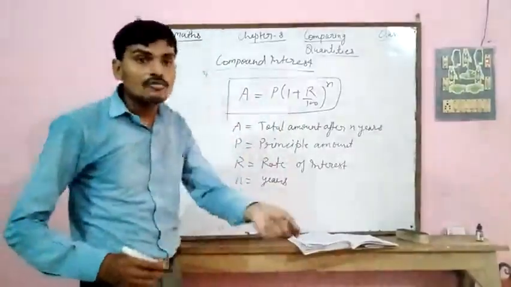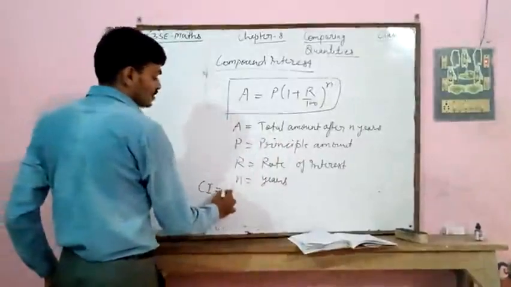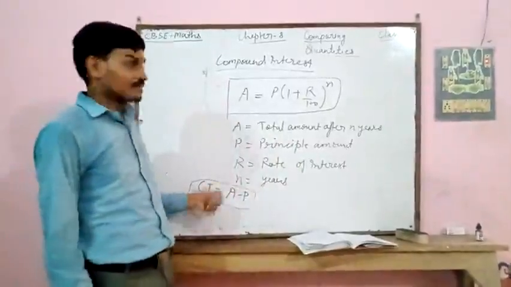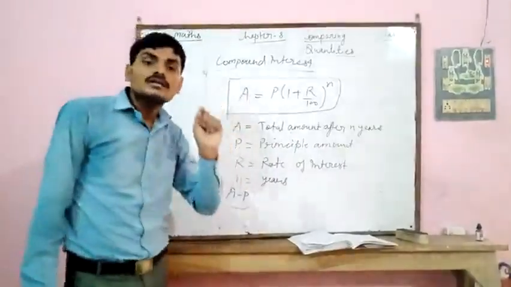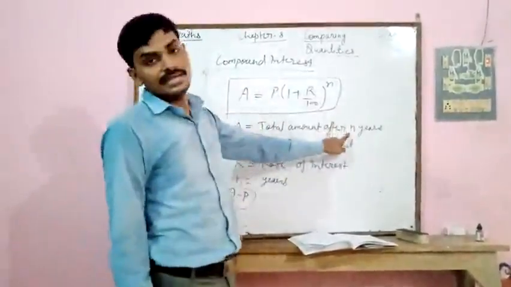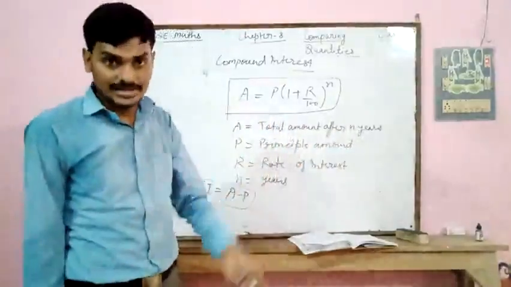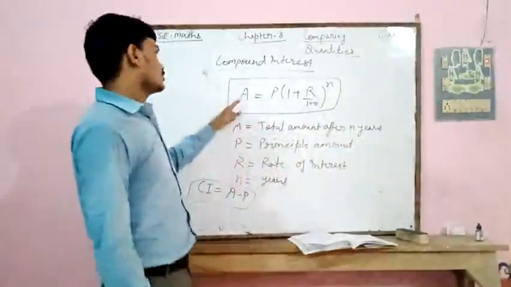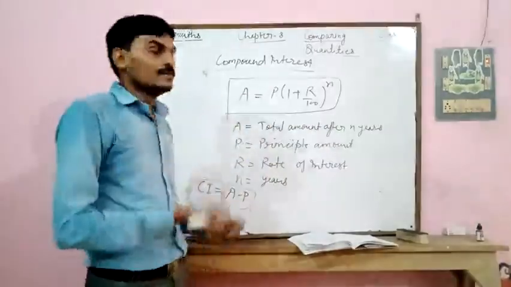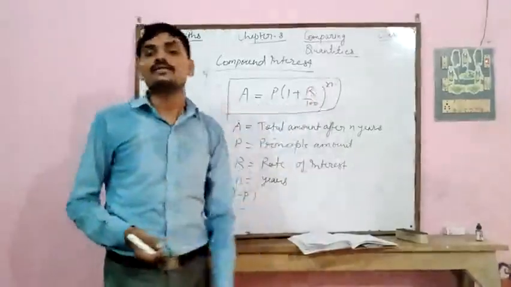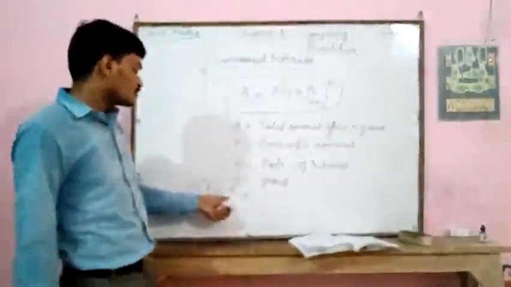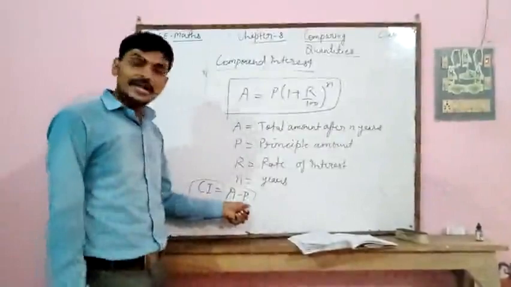And now what is the compound interest? Compound interest, that is CI, is equal to A minus P. So this is the formula to find the compound interest. And A is the total amount after n years, that is, the total money one has to return. P is the principal amount which is taken as loan. So A is equal to P (1 plus R upon 100) to the power n, and compound interest is equal to A minus P, total amount minus principal amount.